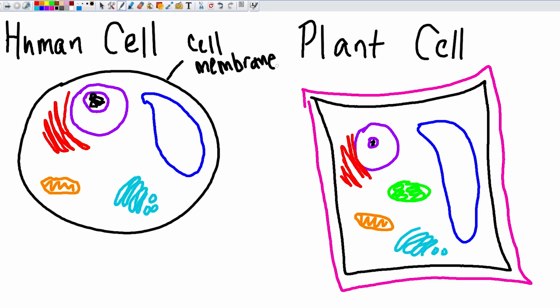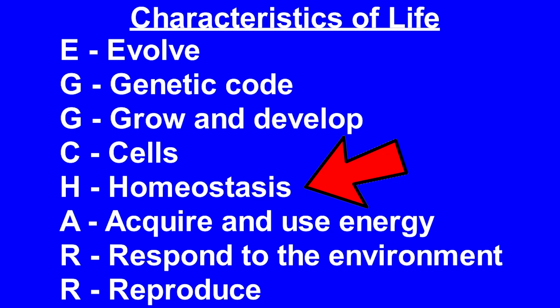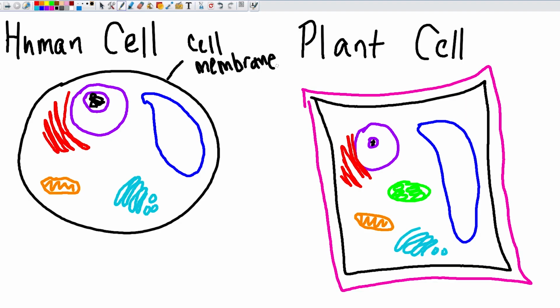It's going to let certain stuff in. It's going to let certain things out. It's going to control. Remember we mentioned homeostasis in characteristics of life? It's going to maintain the balance. If you don't have some kind of gatekeeper, stuff is just going to kind of go in and out. It's the lid of the cell, if you want to think of it in very, very basic terms. So, cell membrane is here. You also have it on the plant.